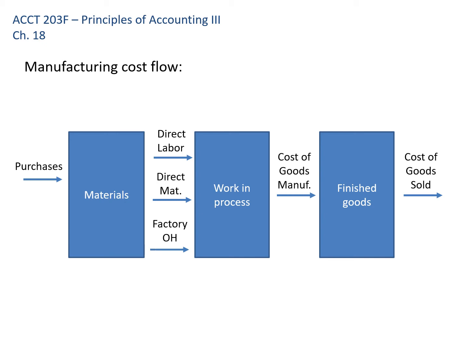I want you to think of these as cost flows, okay? So direct material, the cost of that comes into the factory. Direct labor comes into the cost in the factory. And then lastly, factory overhead is incurred.